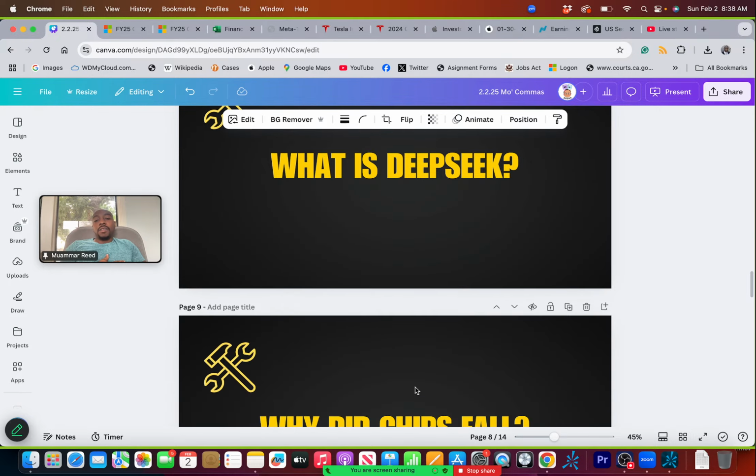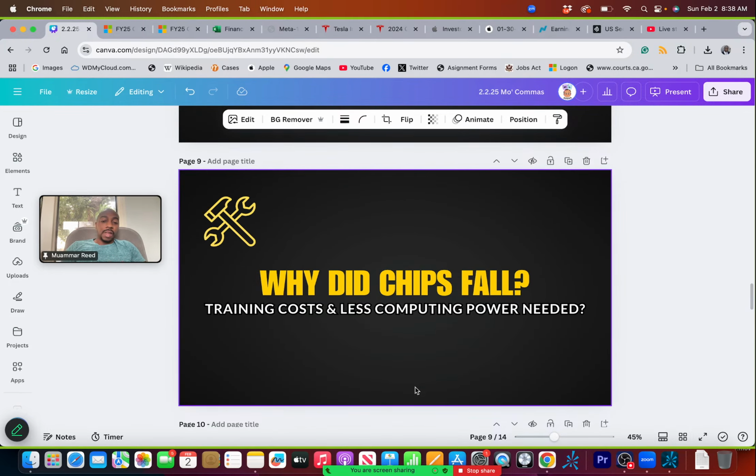Why did it cause a lot of the semiconductors and chip stocks to fall? Well, it's because of what they said. DeepSeek said that it only took $6 million to train its open source large language models. And since it only took $6 million, people are inferring that there might be less computing power needed if China could develop a ChatGPT clone or look-alike for like a tenth of the price.